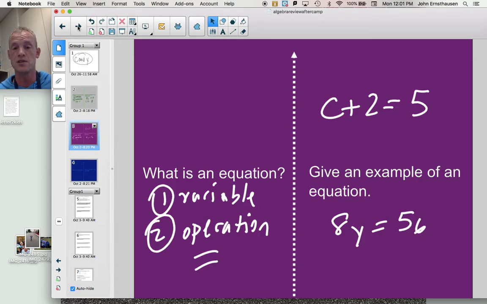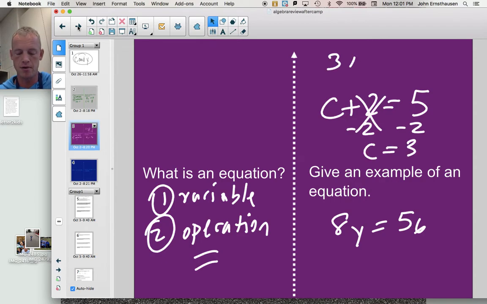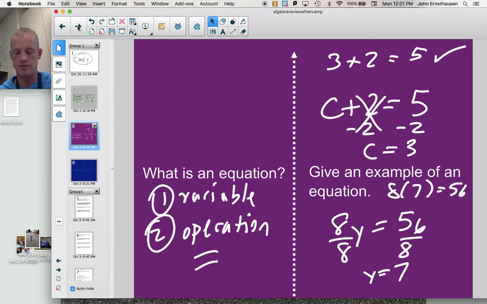Now, how do we solve equations? We do the inverse. So why don't you pause the video and try the inverse for both of these? Okay. And then we, of course, have the check step. Instead of multiply by 8, we divide by 8. We get y equals 7, and the check step gives us 56.